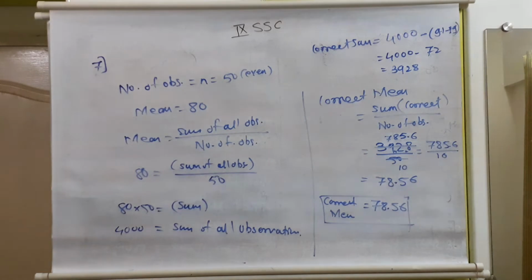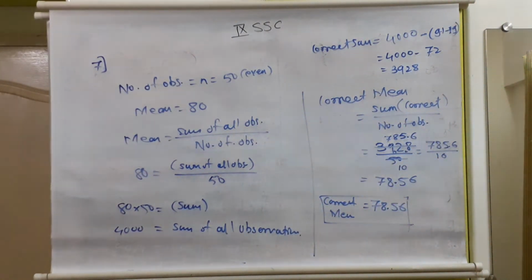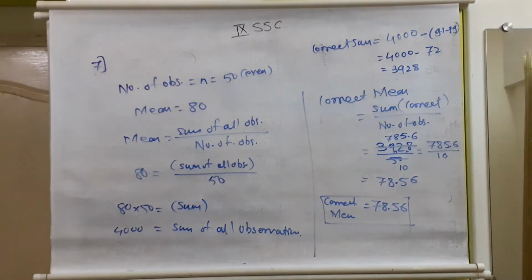One of the observations is counted wrongly. Instead of 19, it is considered as 91. So that difference between 91 and 19 we need to subtract from the sum. Wrong sum is equal to mean into number of observations. So wrong sum is 4000, correct sum will be 4000 minus 72. With the help of this we can come to the correct mean, that is 78.56.